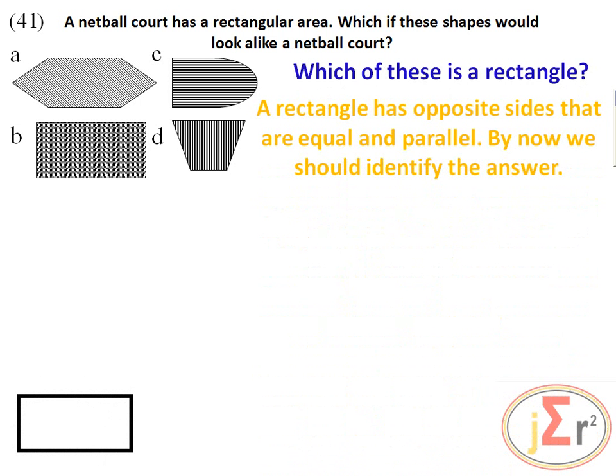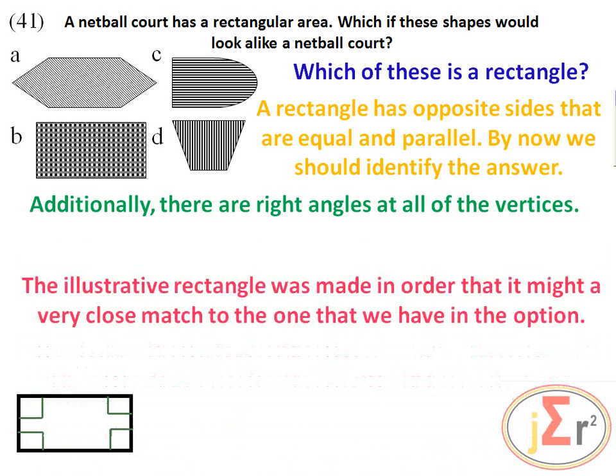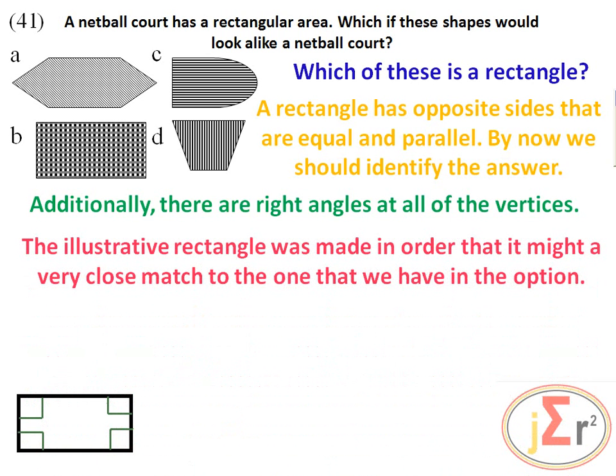A rectangle has opposite sides that are equal, and opposite sides are also parallel. By now, we should identify the answer. It has opposite sides that are equal and opposite sides that are parallel. Additionally, there are right angles at all of the vertices. So all of the vertices of a rectangle have right angles. The illustrative rectangle was made in order that it might be a very close match to the one that we have in the option.